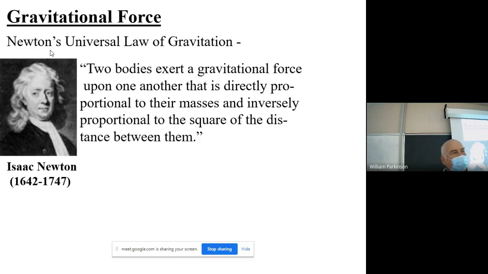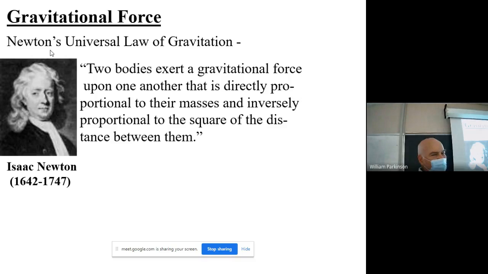And he was dead on right with that one too. Now again, he was almost right with gravity. And what he said about gravity is that 2 bodies exert a gravitational force upon one another that's directly proportional to their masses and inversely proportional to the square of the distance between them.